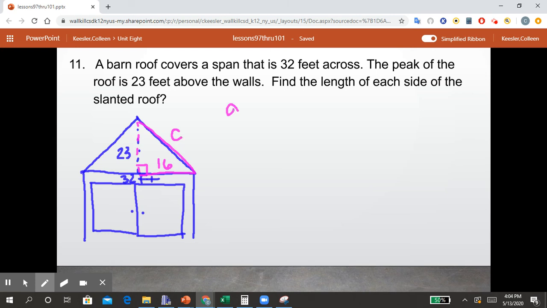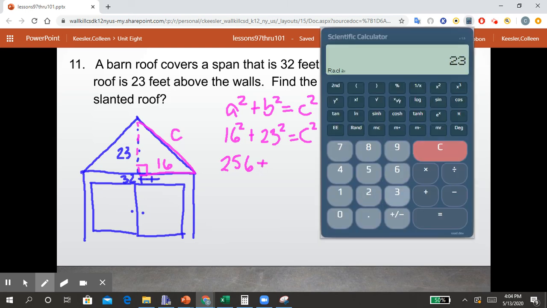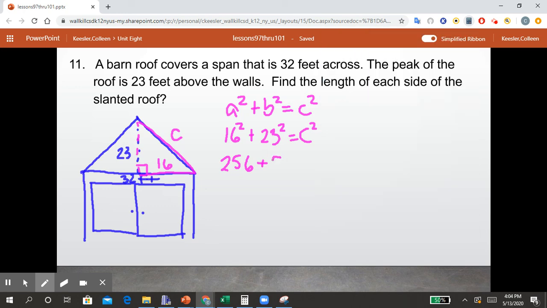So we're going to do, again, a squared plus b squared equals c squared, which gives us 16 squared plus 23 squared equals c squared. I know 16 squared is 256, but I don't know 23 squared, so I'm going to use my calculator. And 23 squared is 529. Adding that up, 6 and 9 is 15, carry the 1. 5 and 2 is 7, plus 1 more is 8, and 2 and 5 is 7. So we get 785 equals c squared, and we take the square root.